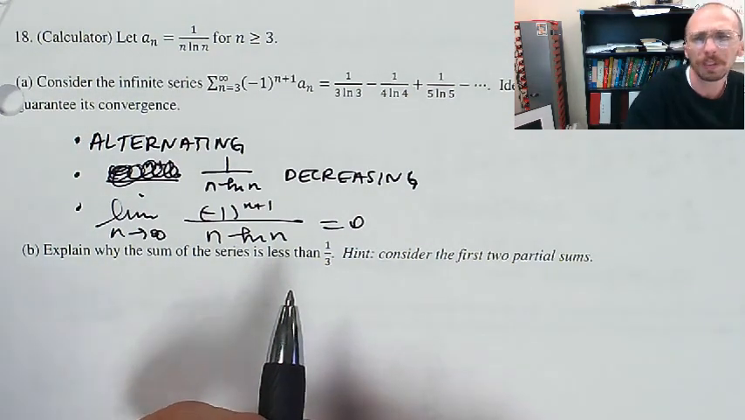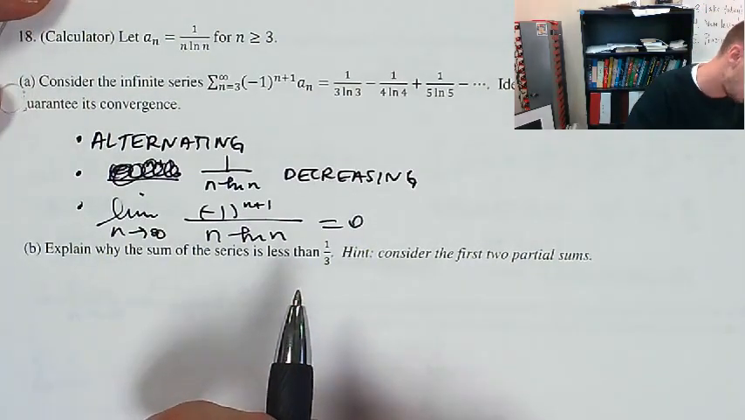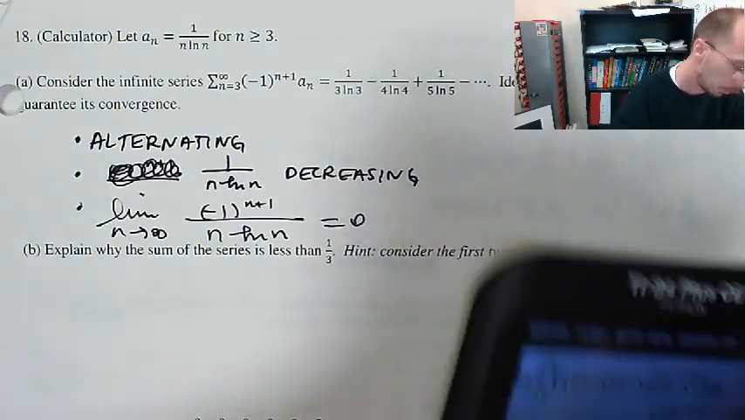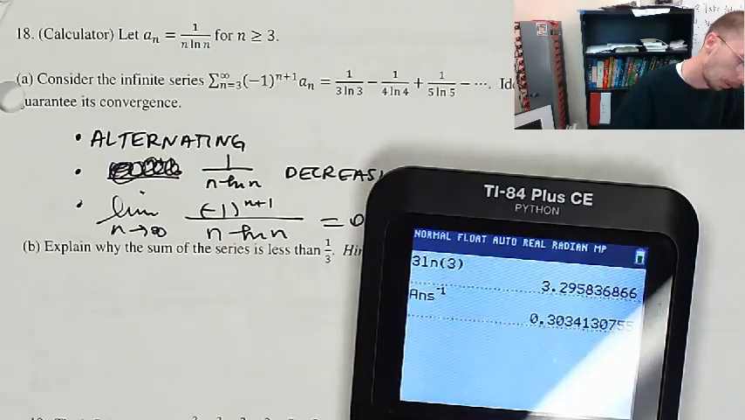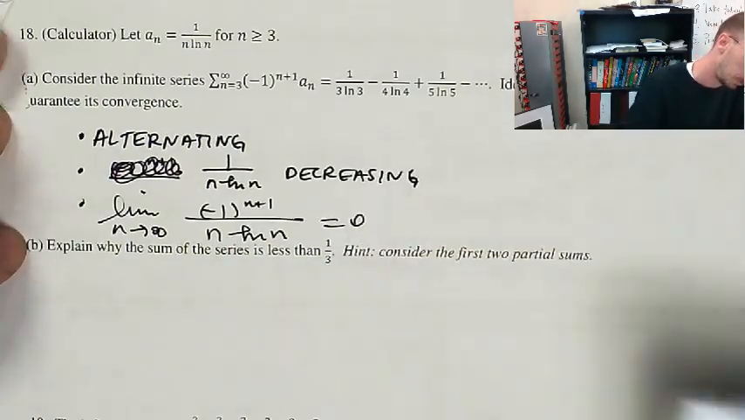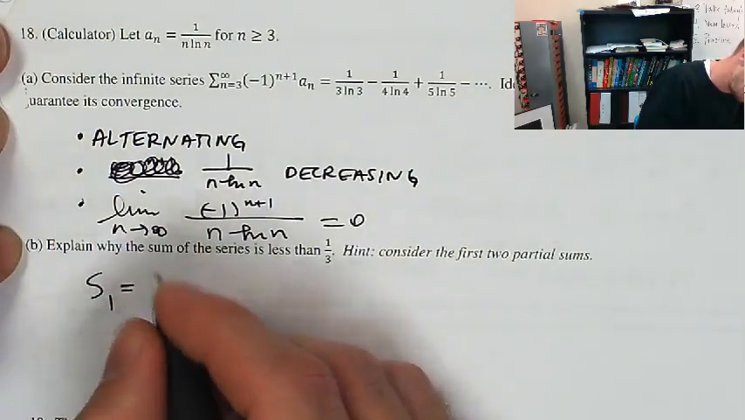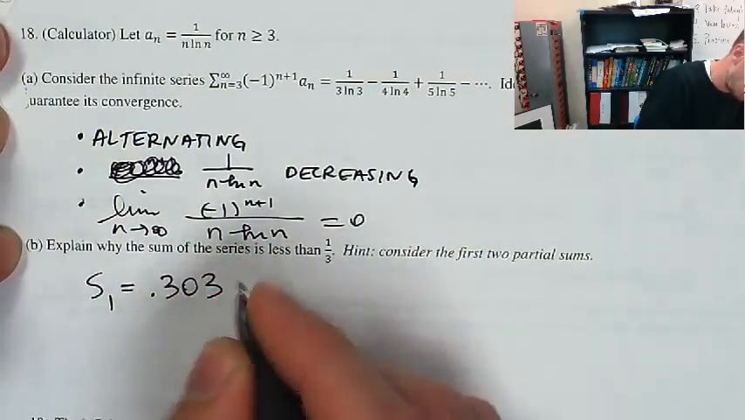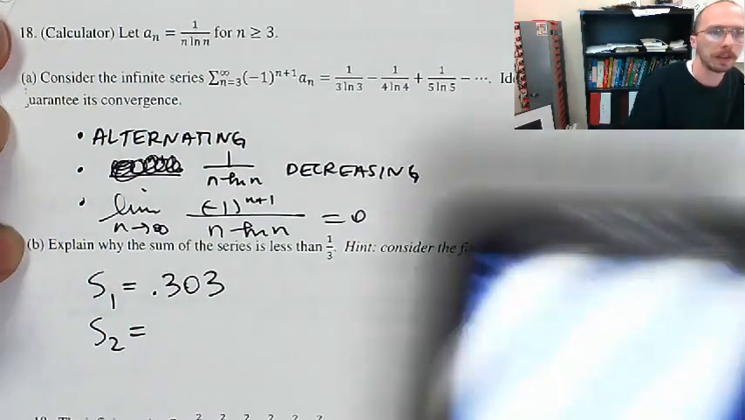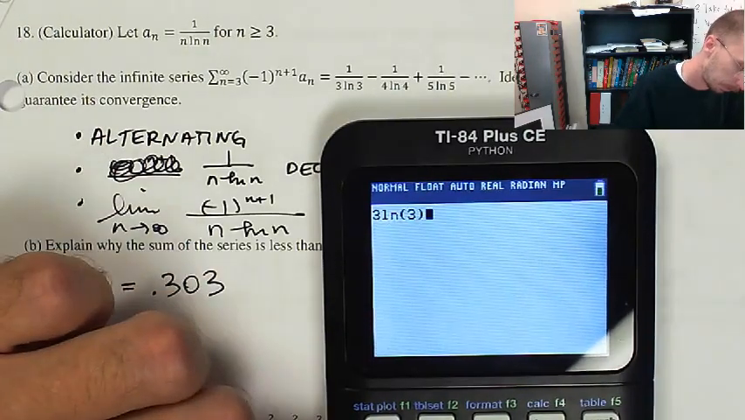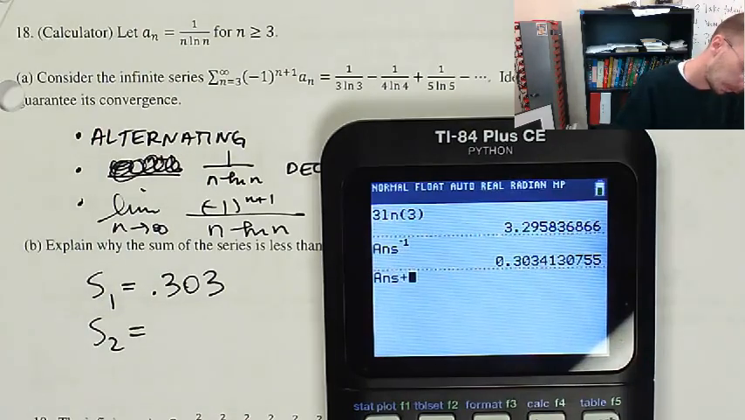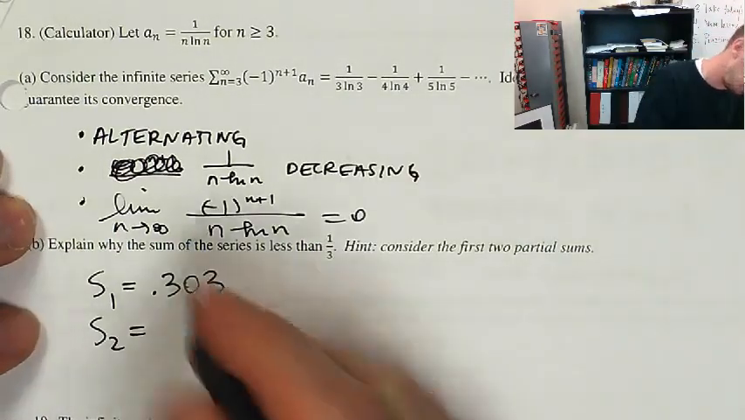Okay, so I'm going to consider the first 2 partial sums. This has to do with the error bound. So 1 over 3 natural log 3, and we're allowed to use a calculator here. Okay, that's 0.303. So S1 equals 0.303. S2 is equal to, whoops, -1 divided by 4 log 4. That's 0.123.